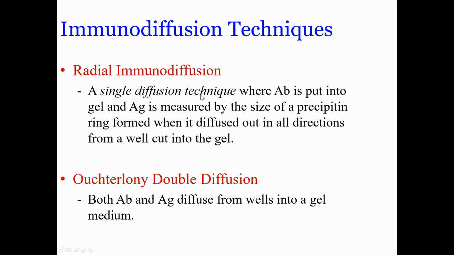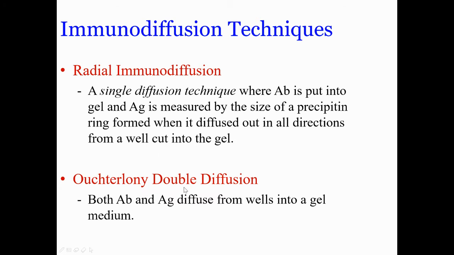This is a single diffusion technique in which antibody is put into the gel and antigen is measured. While making the gel, we put the antibody in, and then we measure the antigen. When you add the antigen, it reacts with the antibody in a precipitation reaction, forming a ring. Then the antigen diffuses out in all directions from the gel.